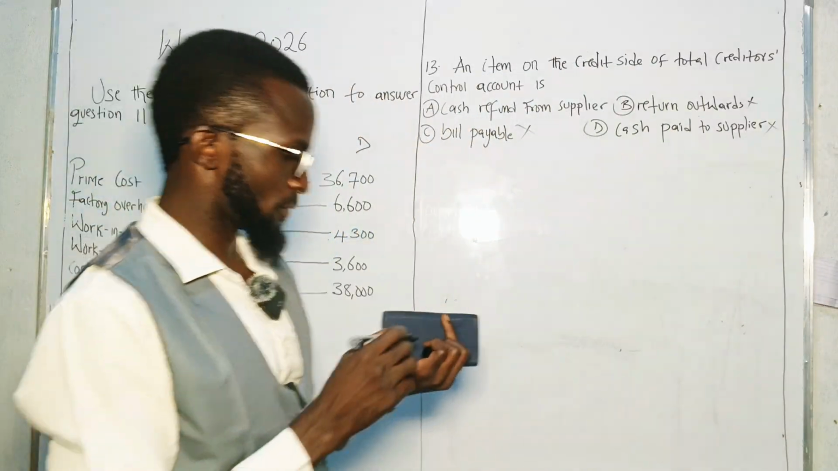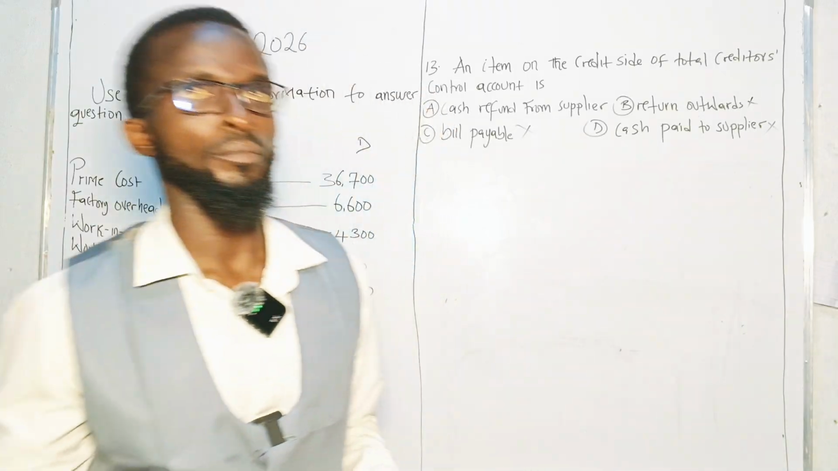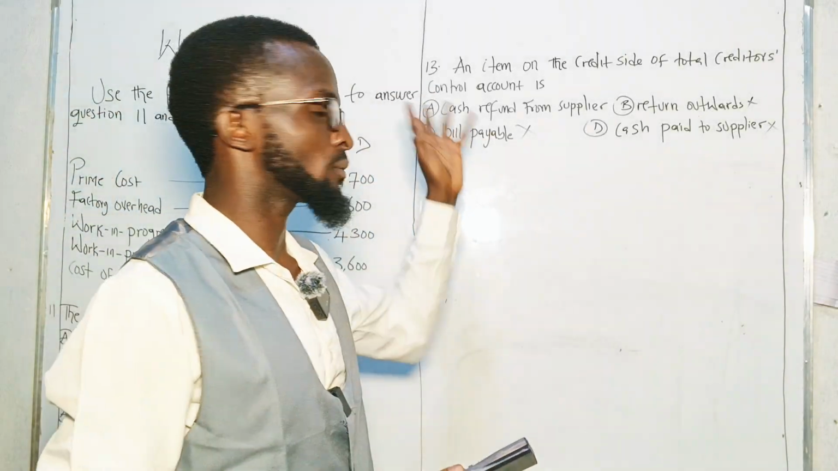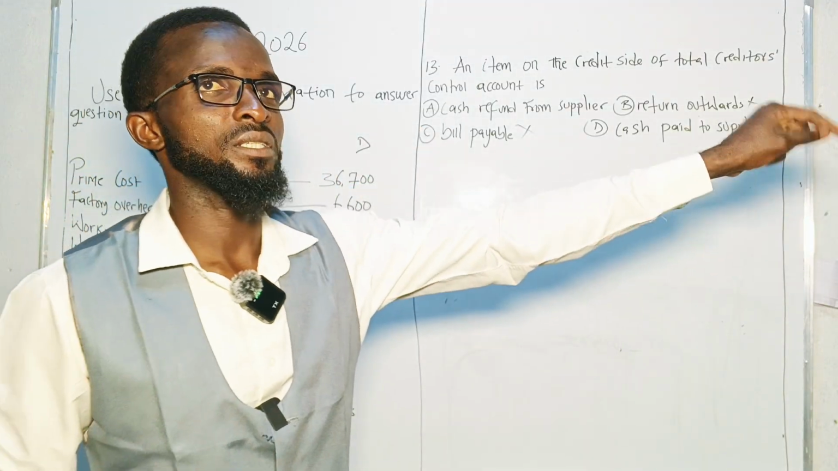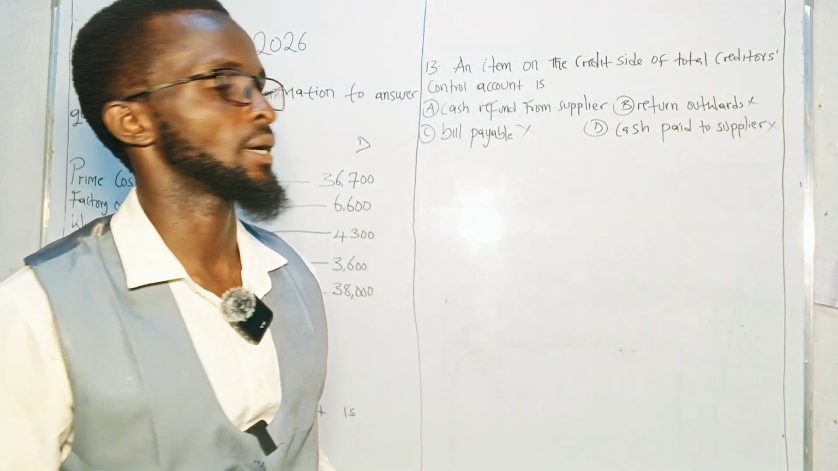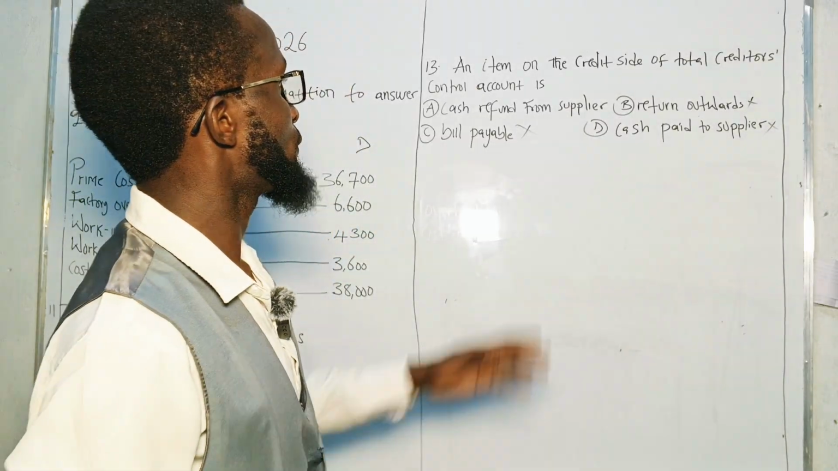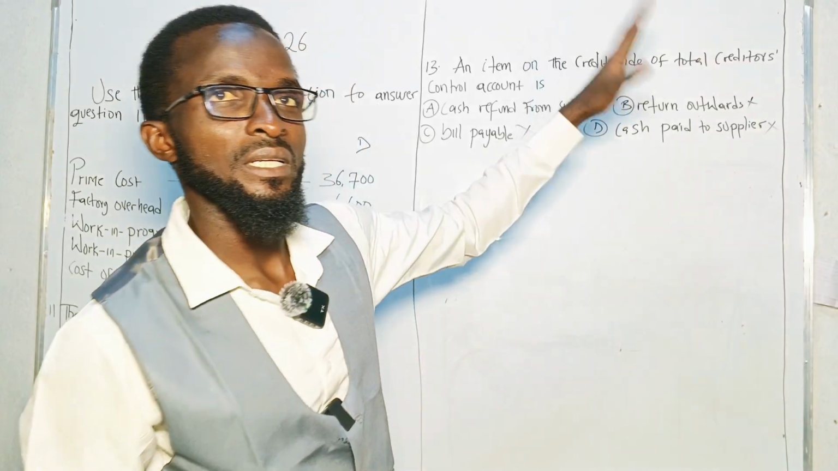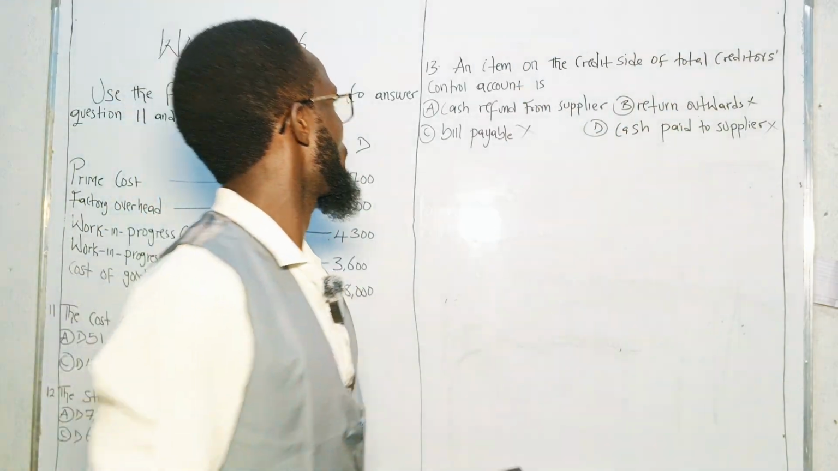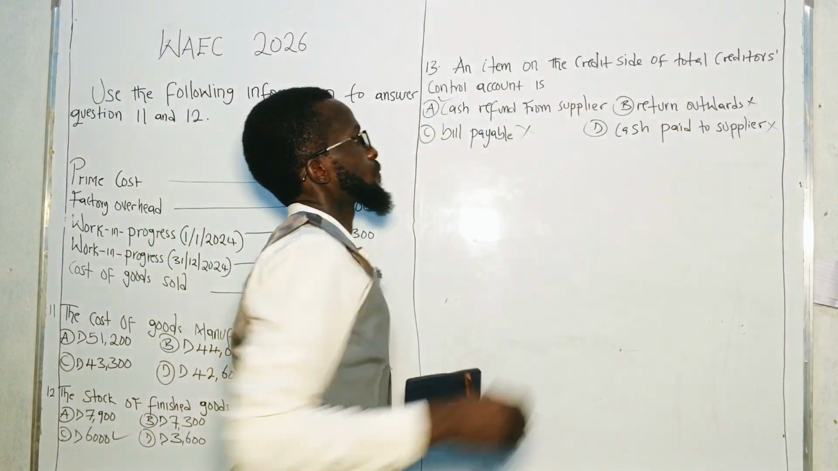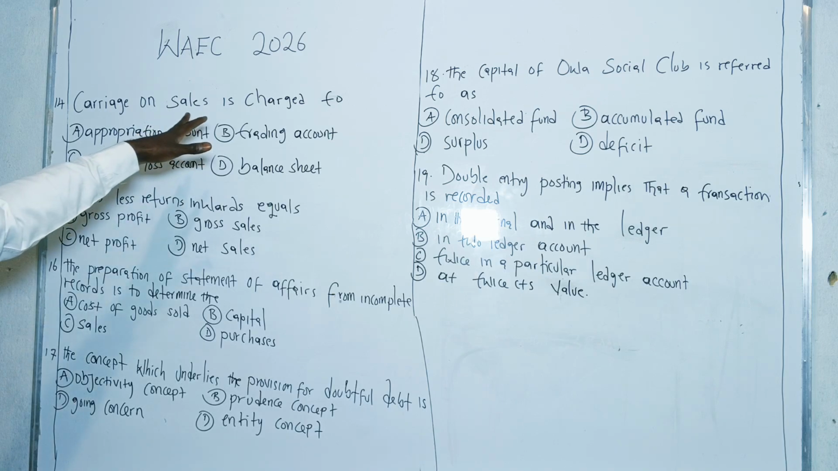But cash refund from supplier: maybe when you make an overpayment, a supplier decides to return some cash to you, to refund something to you. This will definitely appear on the credit side of supplier or creditors control account. Cash refund from supplier will appear on the credit side of creditors control account. So therefore, A is the answer. A is the answer.